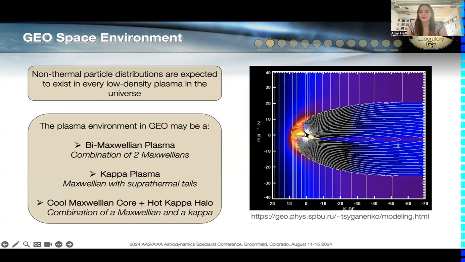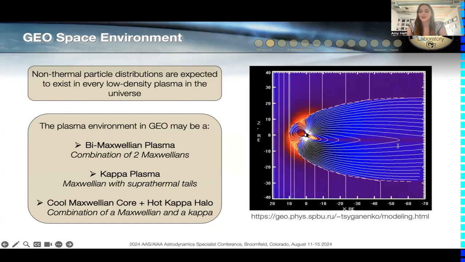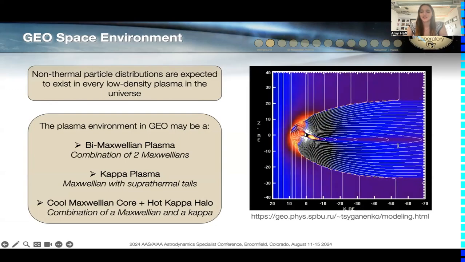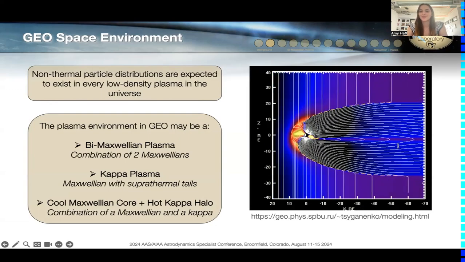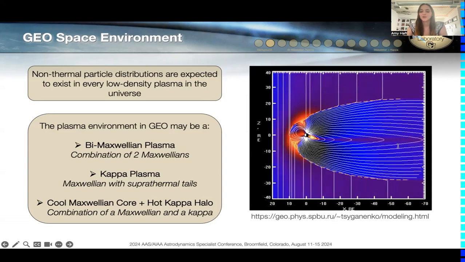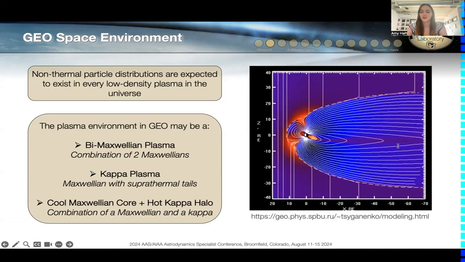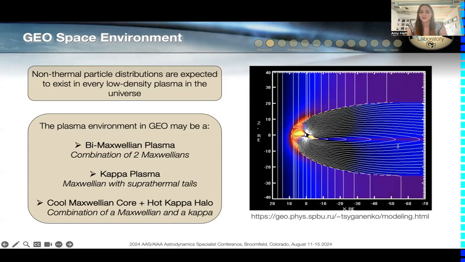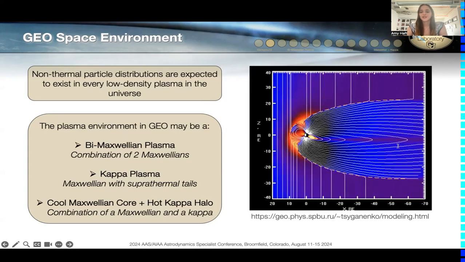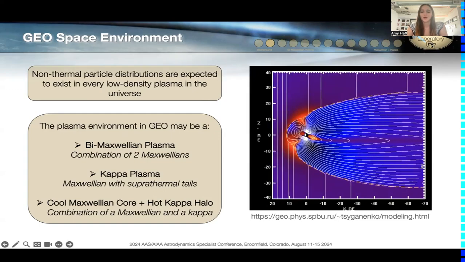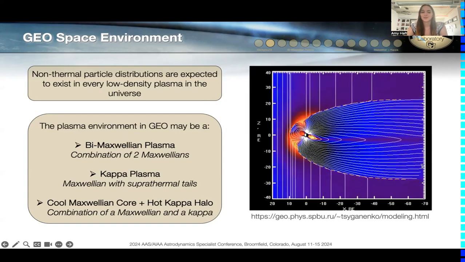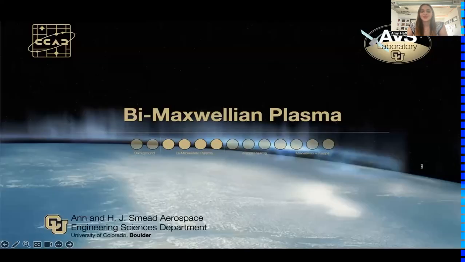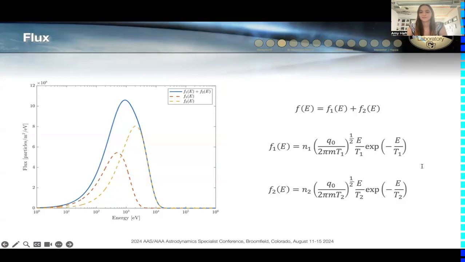Next is the kappa plasma, which is simply a Maxwellian plasma with a parameter kappa that determines the slope of the superthermal tails that make up the tail of the distribution function. This would likely be the case between substorms and also during severe geomagnetic storms, during which geosatellites are exposed directly to the solar wind. The third case is the cool Maxwellian core and hot kappa halo, a more complex representation of substorms or storms.